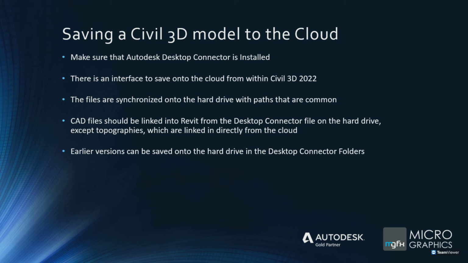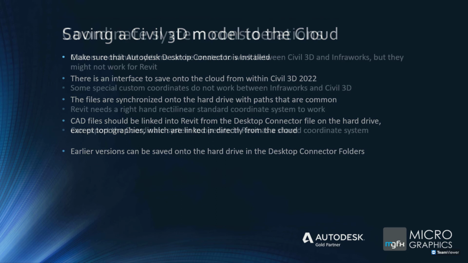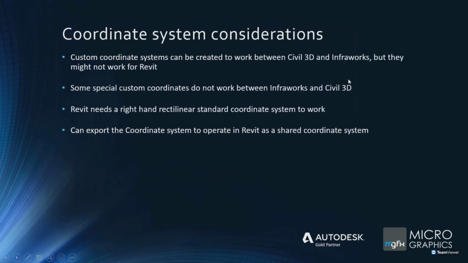So if you have an earlier version of Civil 3D and you'd like to save a CAD file on there, you can do that. It might just not behave exactly like the modern 2021 or 2023 versions. Then with regards to the coordinate system, we can create custom coordinate systems, right, that can work between Civil 3D and InfraWorks. However, they might not always work for Revit. And this is especially true for South Africa, where we swap the X and the Y around.